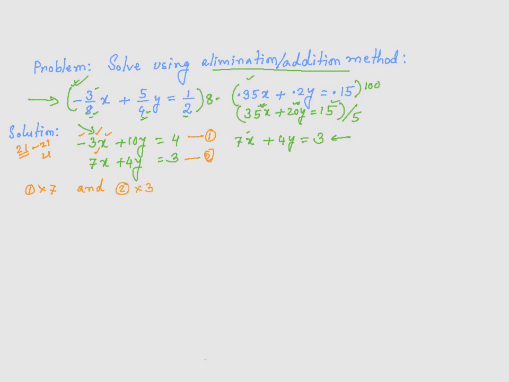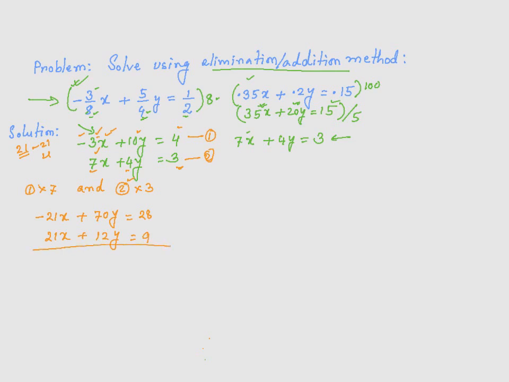and add the results. If I multiply the first equation by 7, I get negative 21x, because 7 times negative 3 is negative 21, plus 7 times 10 is 70y, is equal to 7 times 4, which is 28. Now I'm going to multiply the second equation by 3. That's going to give me 21x, because 7 times 3 is 21, plus 4 times 3 is 12y, is equal to 3 times 3, which is 9.